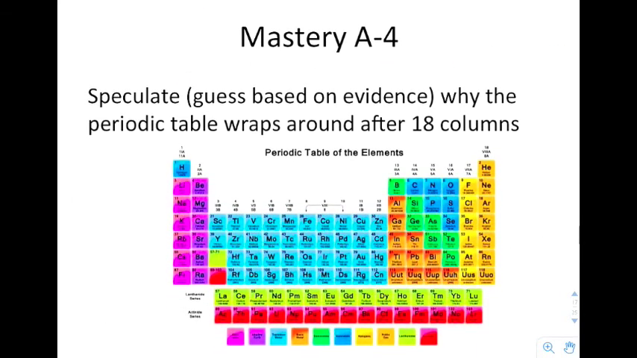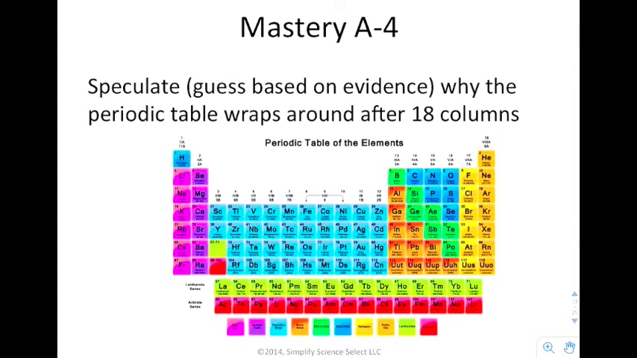So now when we look at this, we can say, okay, speculate, guess based on evidence, why the periodic table wraps around after 18 columns. So once I get here, how come lithium isn't over here, or beryllium isn't over here, or something along those lines? And the best answer that we have at this point is that then the properties won't match up. You won't have similar properties. So if you put lithium over here after helium, it doesn't match up with what its properties are very similar to. So the short answer is this is the easiest way to match the properties of elements in vertical columns.